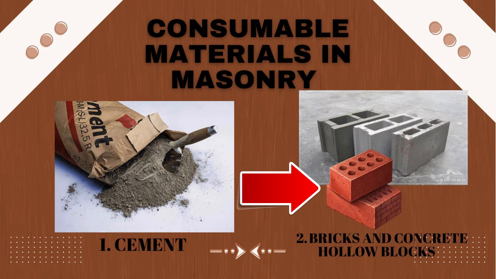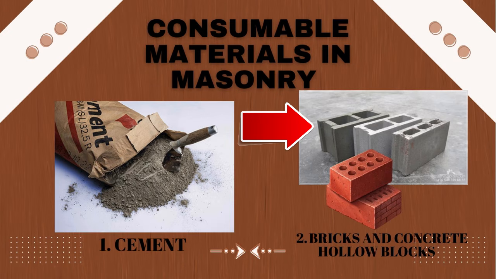Bricks are small, rectangular blocks made from clay, shale, or concrete, hardened by firing or drying. Used as a building unit for walls, pavements, and other masonry structures. Concrete hollow blocks (CHB) are large rectangular blocks made of cement, sand, and gravel, with hollow cores inside to reduce weight and improve insulation. Used as a modern alternative to bricks in wall construction.